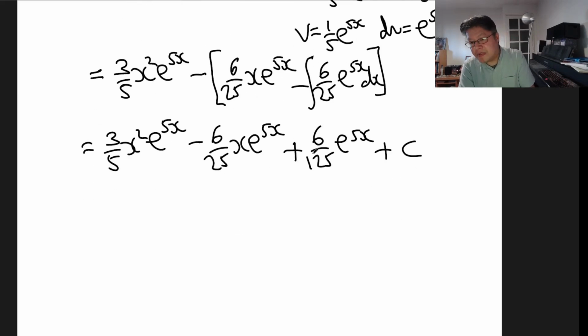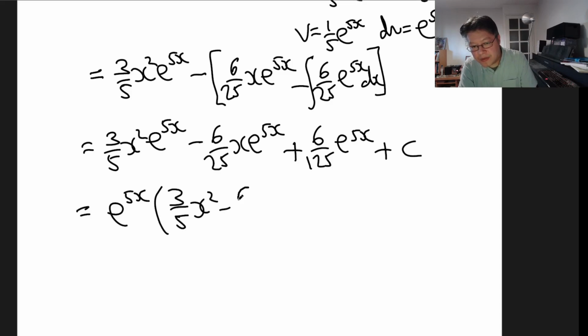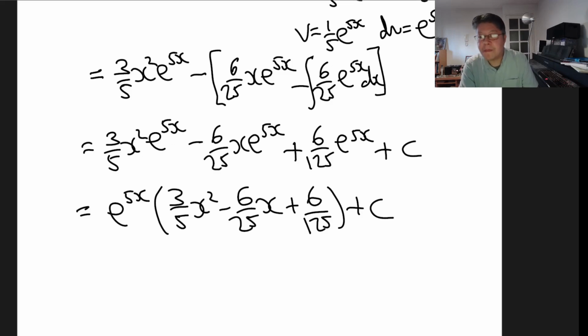That should be acceptable as the answer, but we can simplify this just a little bit. There's e to the 5x common factor. So we'll pull this out and we get 3/5 x squared minus 6 over 25 x plus 6 over 125, plus c. So either of these should be the correct answer.